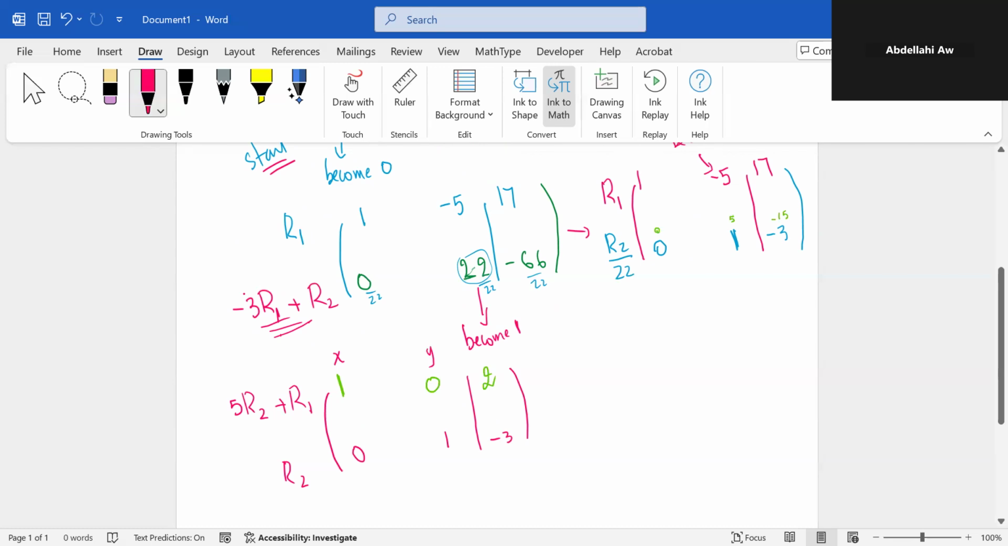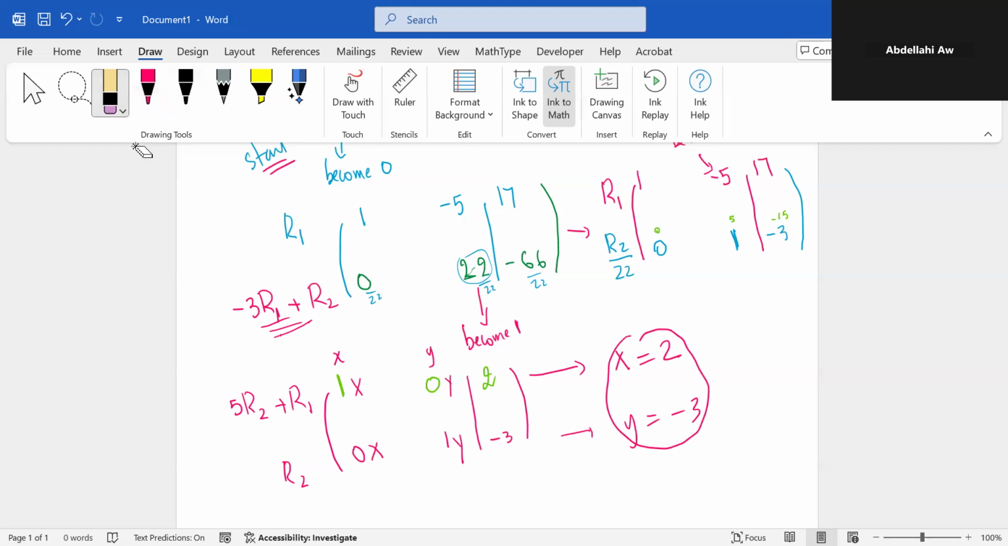Now let's read the first row. The first row says 1x plus 0y equals 2, which means x equals 2. The second row says 0x plus 1y equals negative 3, which means y equals negative 3. And this is the solution right here: x is equal to 2 and y equals negative 3.